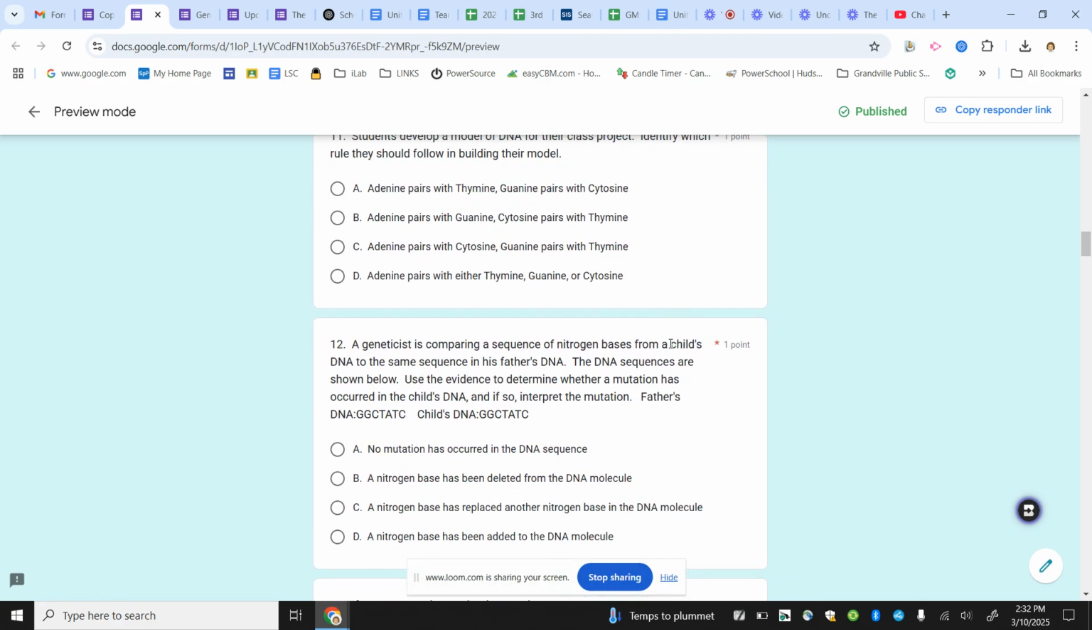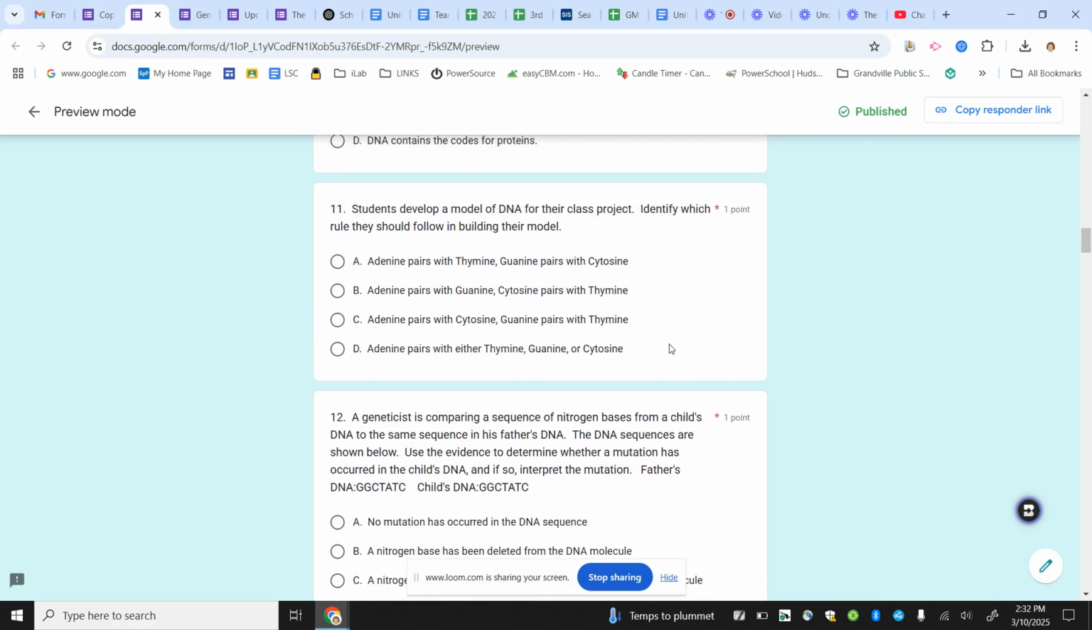Number 11, students develop a model of DNA for their class project. Identify which rule they should follow in building their model. A, adenine pairs with thymine, guanine pairs with cytosine. B, adenine pairs with guanine, cytosine pairs with thymine. C, adenine pairs with cytosine, guanine pairs with thymine. Or D, adenine pairs with either thymine, guanine, or cytosine.